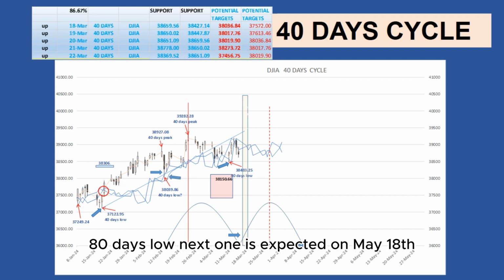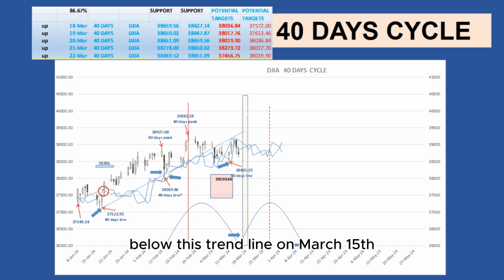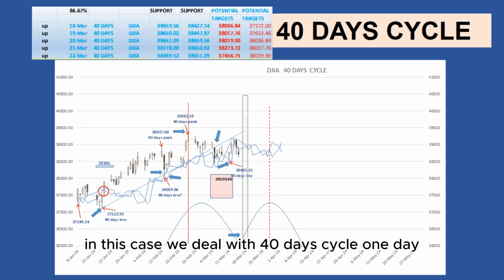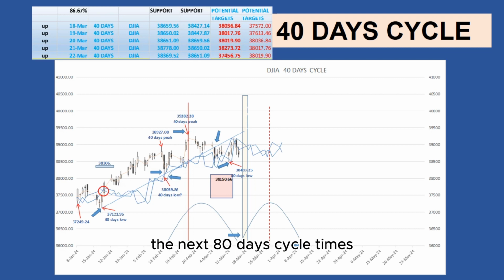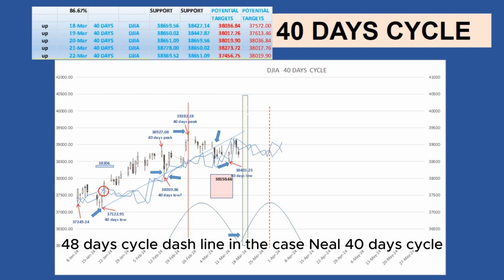The next one is expected on May 18th below this trend line on March 5th. If the 80-day cycle is running longer than the Dow Jones Industrial Average made before the crossing. Just as a reminder, originally the expected date was March 19th. In this case, we deal with the 40-day cycle, then we have to update the next 80-day cycle time on the chart and on the roadmap. The crossing confirmed the February 23rd trend is up at least 39,282.28 is the 80-day cycle, the red dashed line.